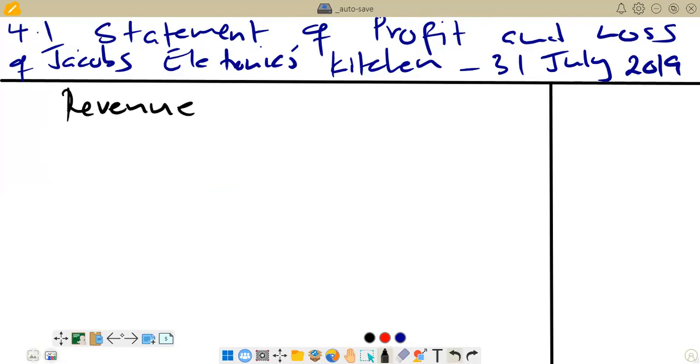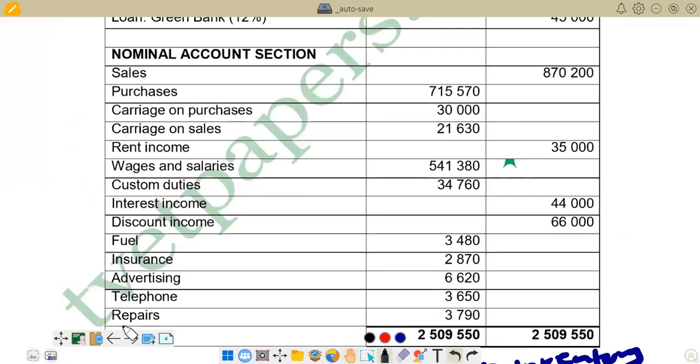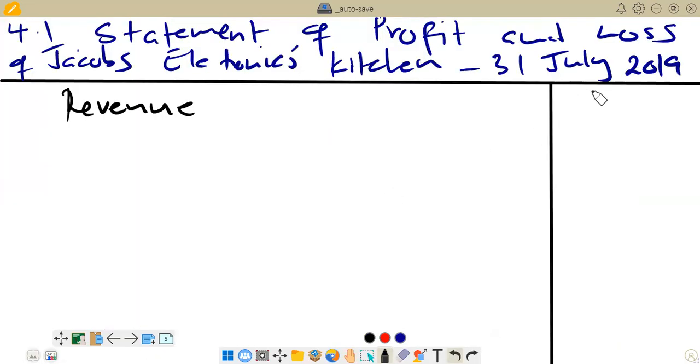And then we can go to the question now to check what figure we have in terms of revenue. Revenue is the sales figure. So here it's representing our revenue, the sales figure. So the revenue we have is 870,200. So we are going to enter that on that section with 870,200. So this is what we have.